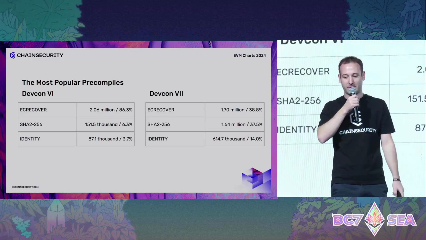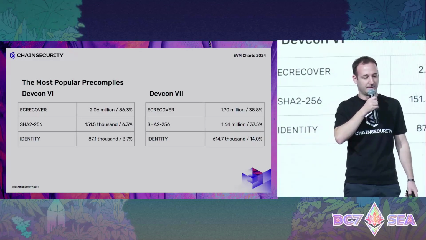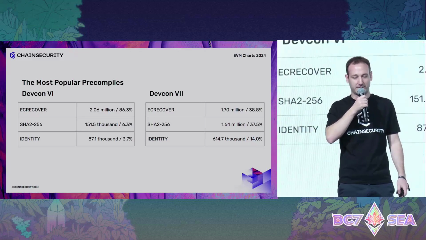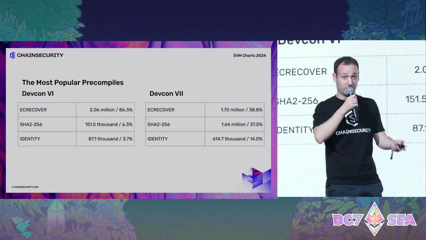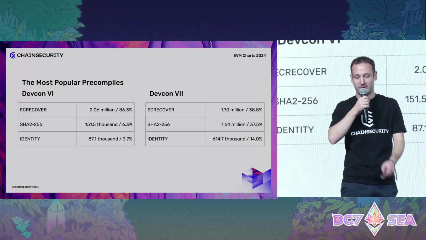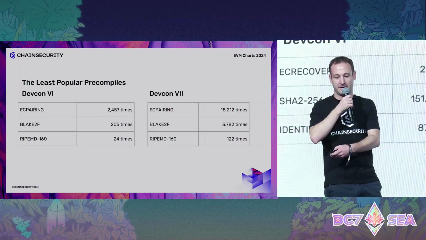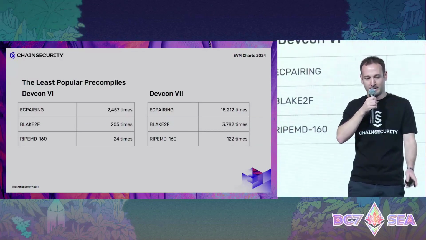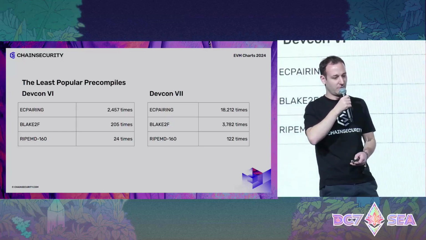Now, before Devcon 7, we see way less ecrecover operations. The heaviest users now are Permit2 and the Wormhole contract. For SHA-256, the heaviest users are the ETH2 deposit contract and Eigenlayer. And we saw that Vyper's popularity rose, and we see this reflected in the identity precompile. The least popular precompile is interesting here: it's one single contract that does all the Blake2 calls.